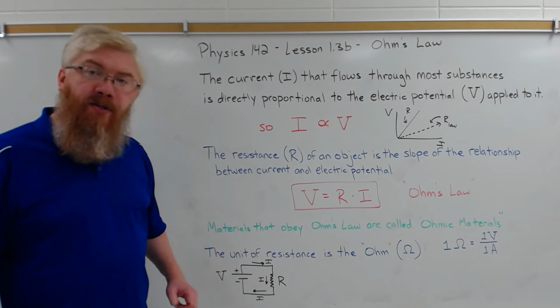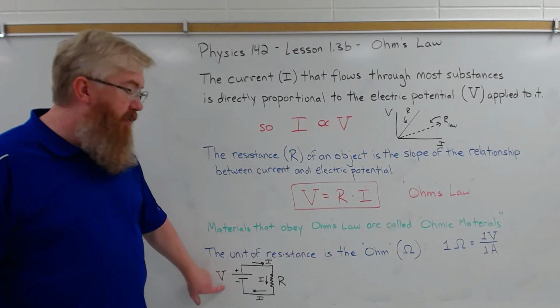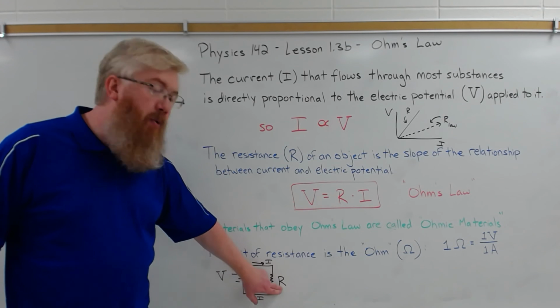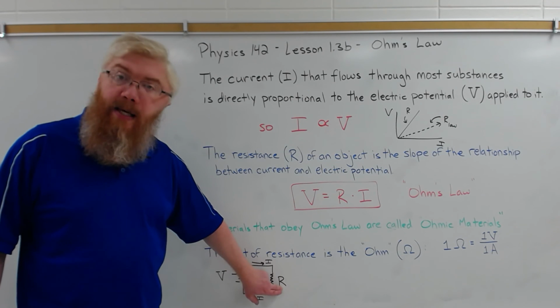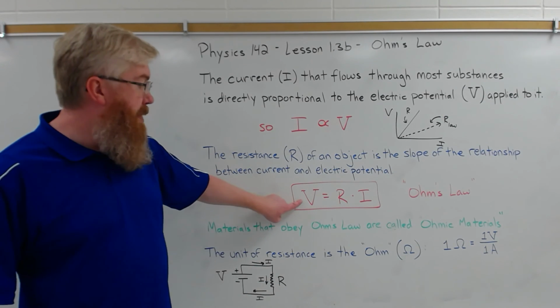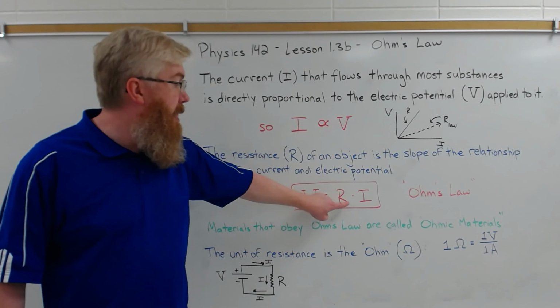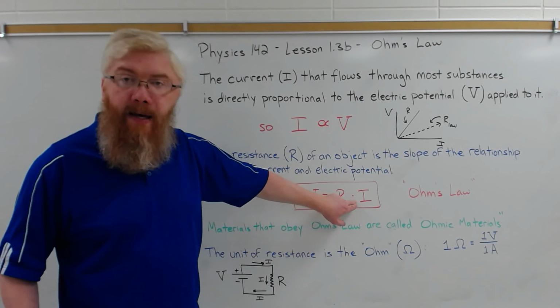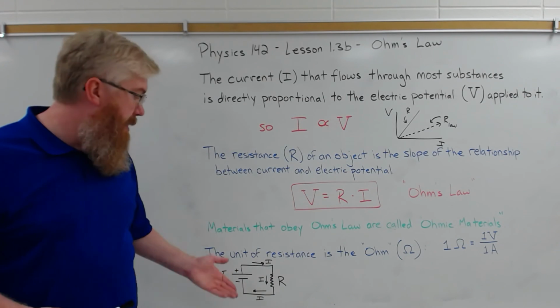How much current goes through this circuit? Well, if we know what the voltage or the potential in volts is of the battery, and we know what the resistance value is of the resistor, if we know potential V and we know resistance R, we can solve this equation for I. We can calculate what the current is in that simple circuit.